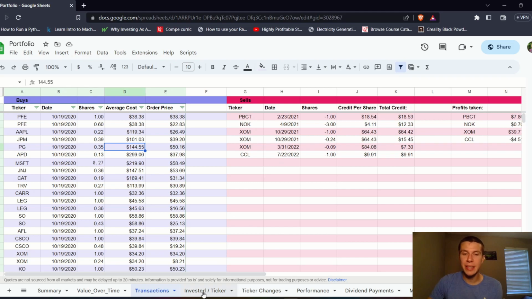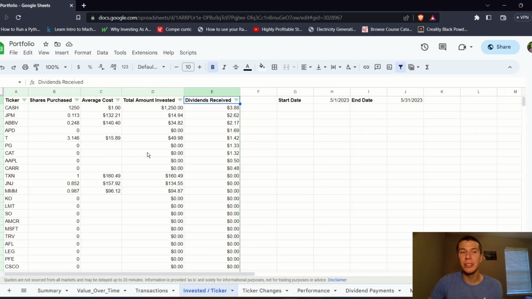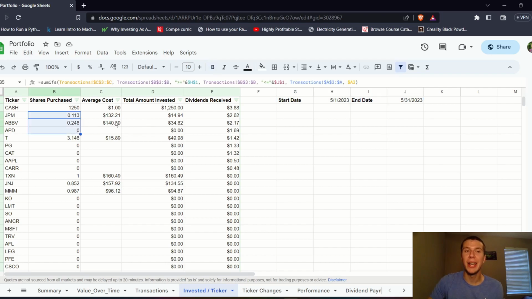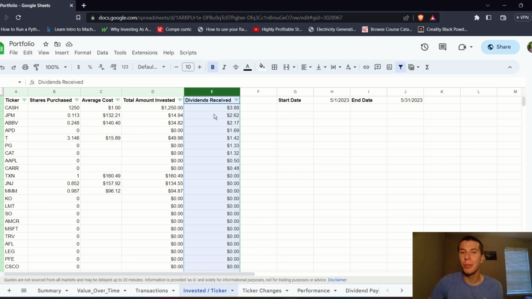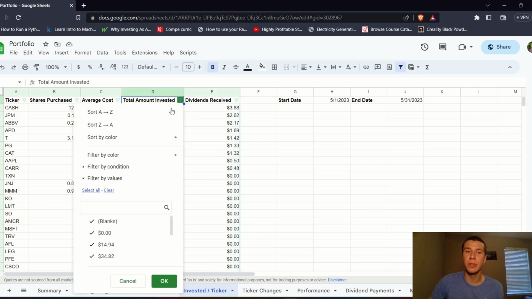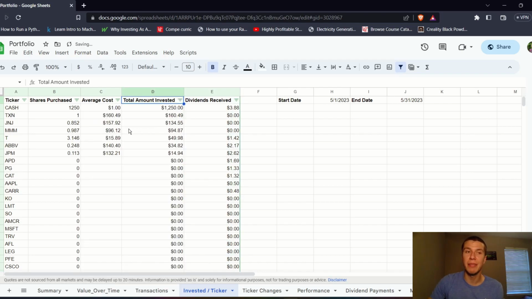And then this is invested per ticker, and we have a filter based on the date. So this is saying between May 1st and May 31st, in the month of May, how many shares of each stock did I buy, what was the average cost, how much did I invest, and how much did I receive in dividends. So right now it's filtered to show which companies pay me the most in dividends, but I could also filter it to see which companies I invested the most in this month as well. So that can give me a bigger picture view instead of looking at all the individual transactions, because I might buy some companies more than once throughout the month.